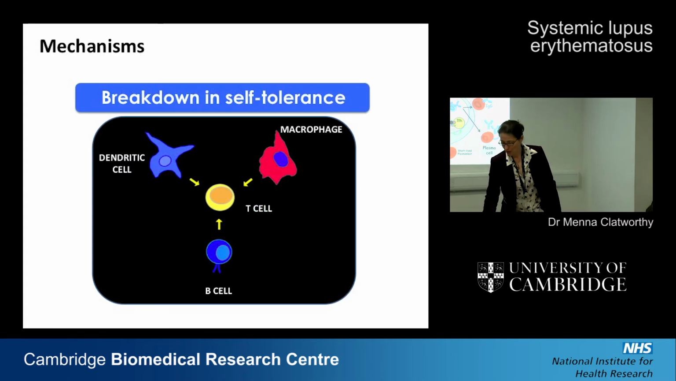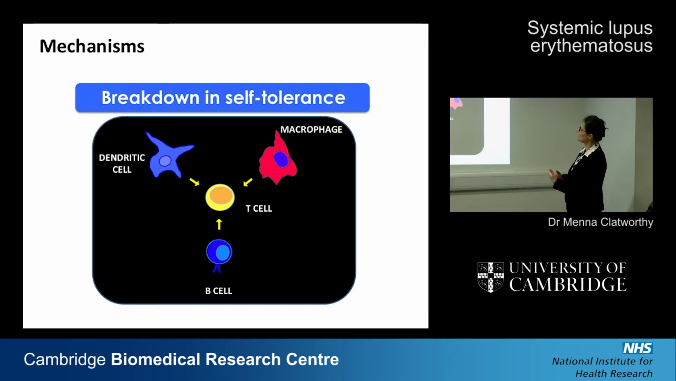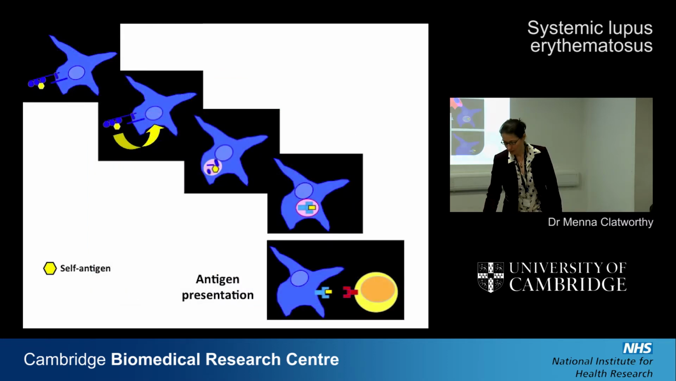Okay, so with that in mind, we can assume that at the breakdown of tolerance, we unfortunately have both an autoreactive B cell and an autoreactive T cell, and that T cell will have had antigen presented to it, so it will have been activated. And antigen presentation is a very specific process.